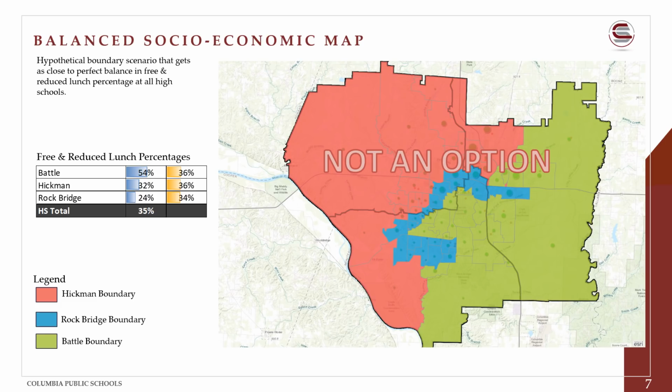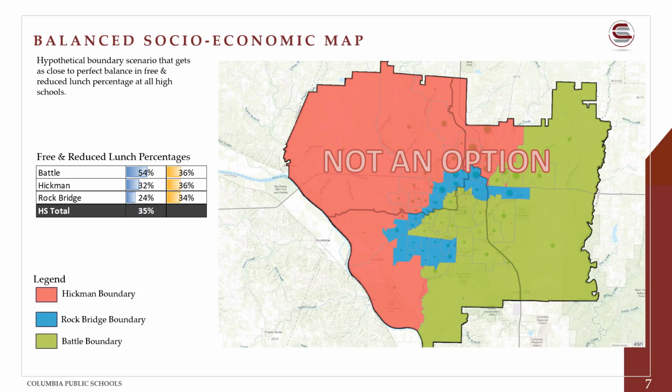Again, this is just an example. It's not the only example of a perfect balance, but I think it's a good approximation of it. Hickman is in the red, Battle is in the green, and Rockbridge is in the blue. In this demonstration, you can see we'd have to have some unusual looking boundaries in order to get that utilization that we're looking for, and also that socioeconomic balance.